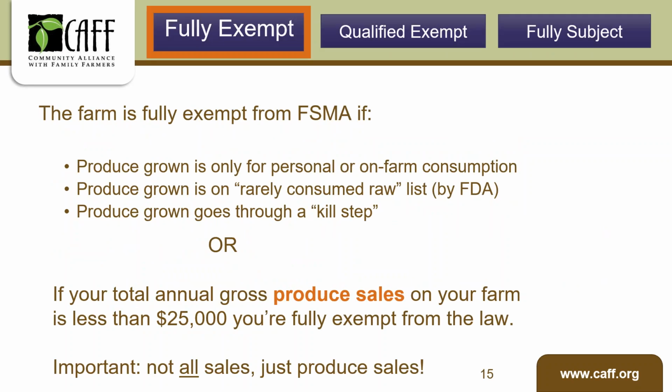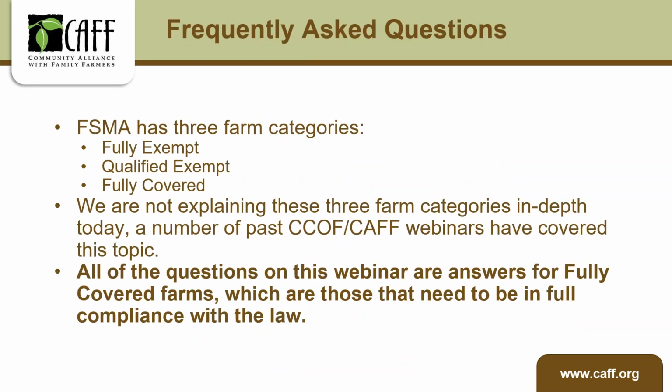Okay, so under FSMA and the Federal Food Safety Law, there are 3 main categories for farms. Some farms are considered fully exempt, some farms are considered qualified exempt or partially exempt, and some farms are considered fully covered. I'm not going to explain these 3 farm categories in depth today. I'm going to go over a little review of them in the next few slides, but there's a number of past CCOF and CAFF webinars that cover this topic.